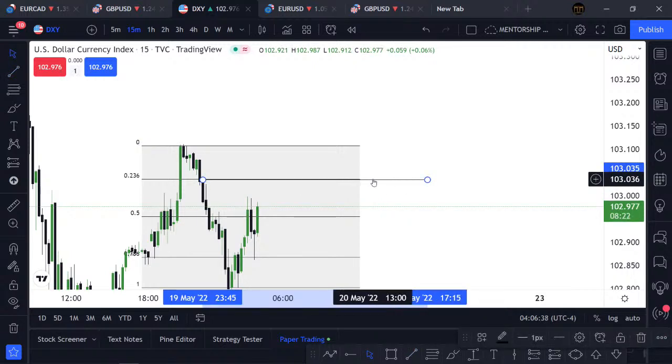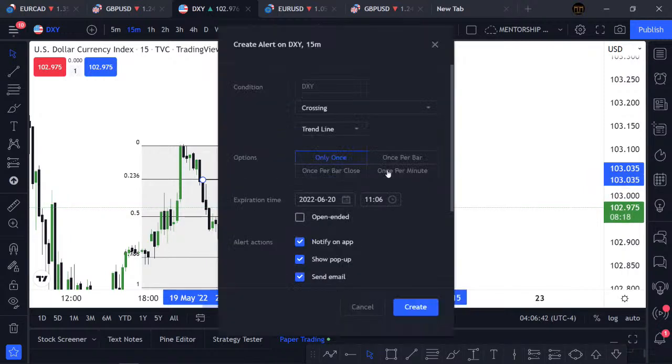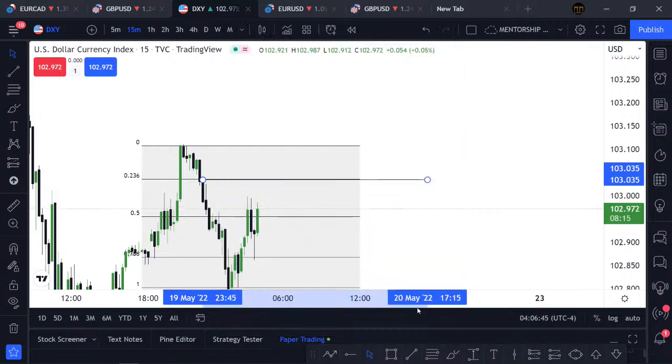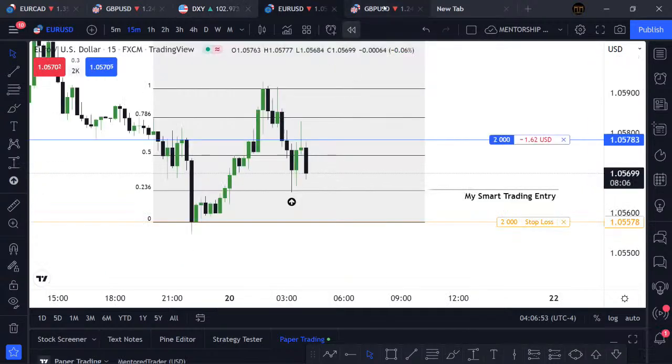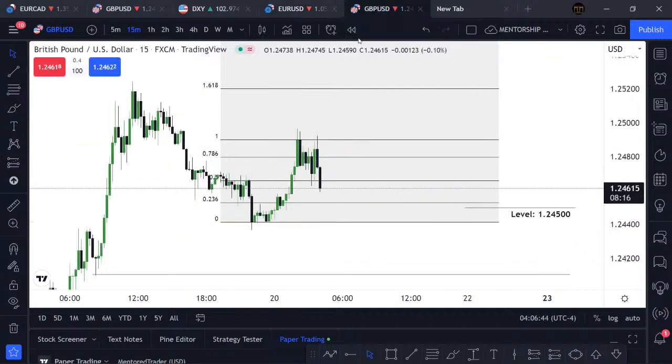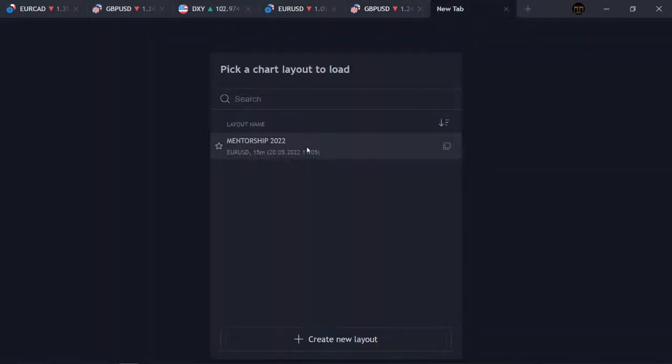Right click, then add alert on trend line, create. So when price hits there, I will go and sell on the euro pound, euro dollar, and the pound dollar as well. So let's look for the euro CHF, the euro Swiss.